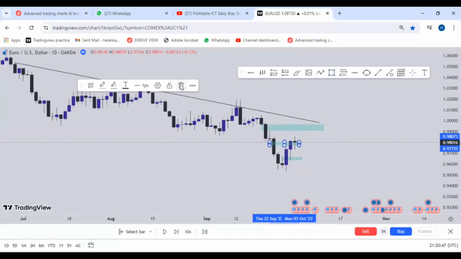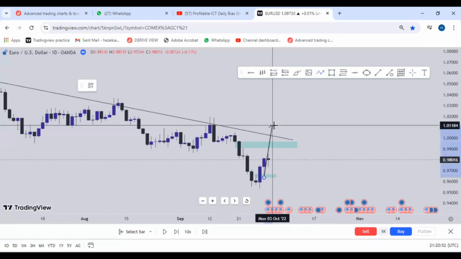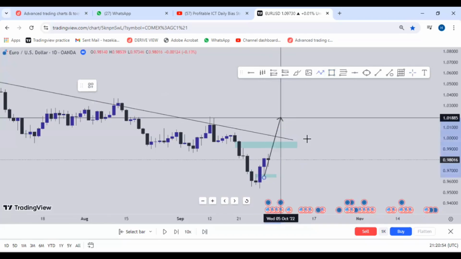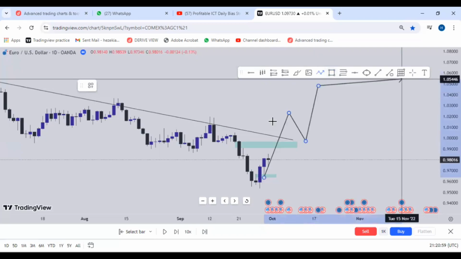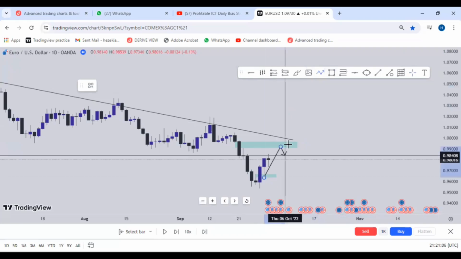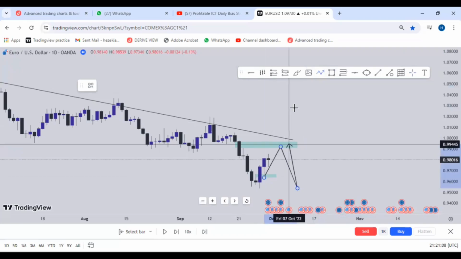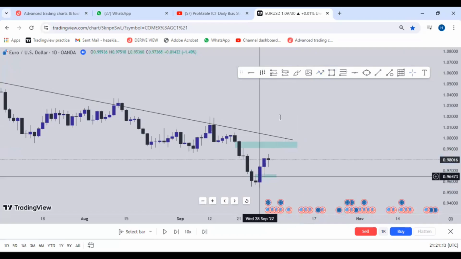continuing either the downward movement or it breaks above this particular structure, and we test backward and continue. Either of these two scenarios is what we should be expecting from the market. Either it goes up here and continues the downward movement, or it goes up here and breaks the structure.